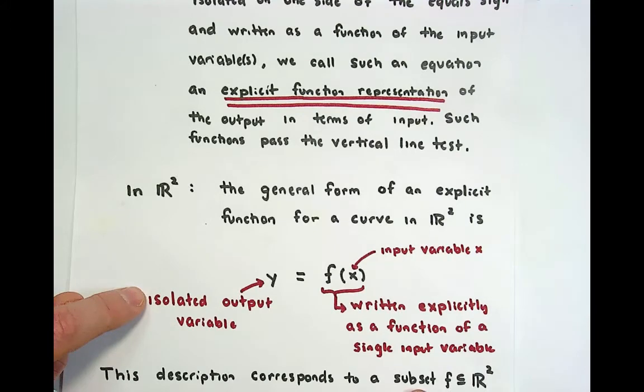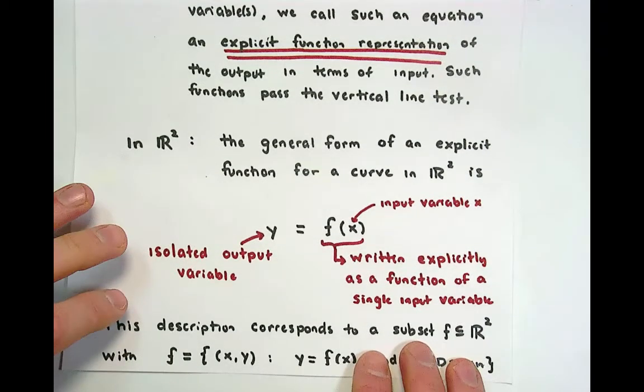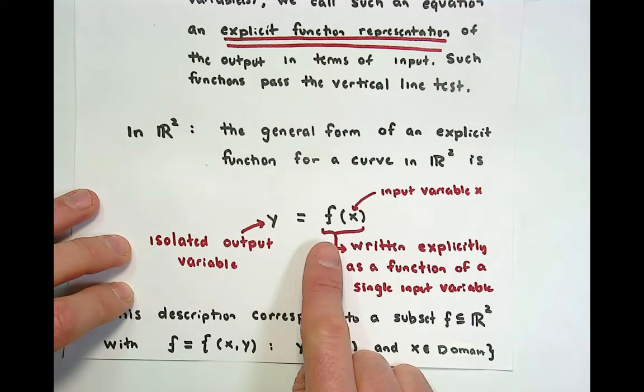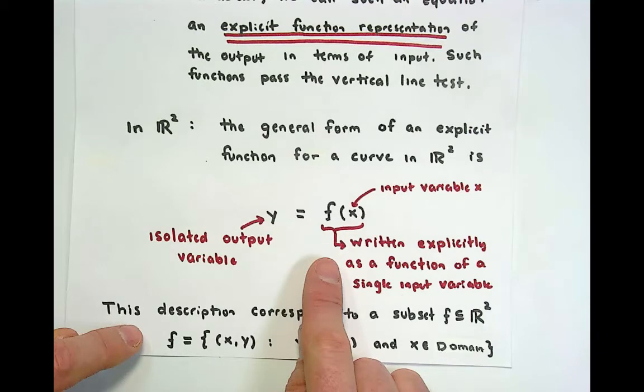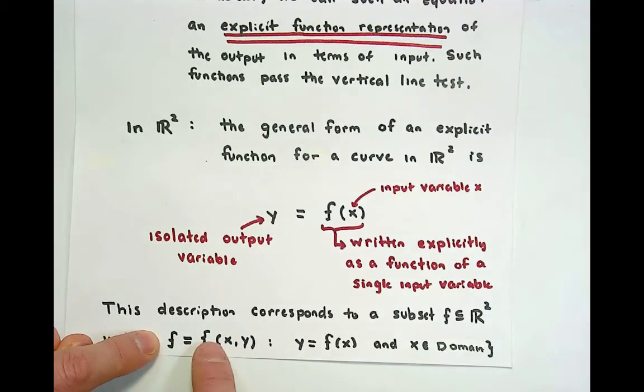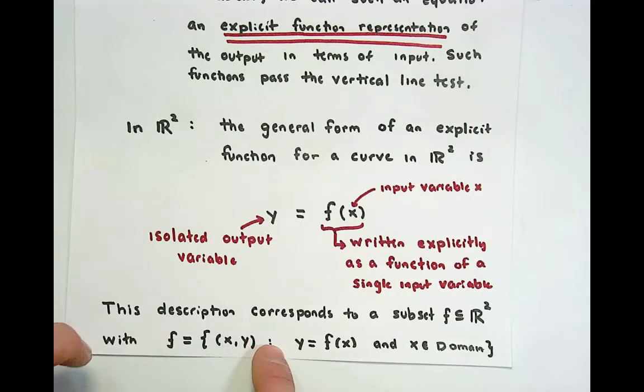When we think about graphing such a function, we actually suppressed this detail in Math 1A and B, but really that function is a collection of ordered pairs. It's all the ordered pairs x comma y, where the second coordinate of that ordered pair is given by f evaluated at x, and then we have to check that x is in the domain. When we graph these, we get some collection of ordered pairs in R2 that passes the vertical line test.